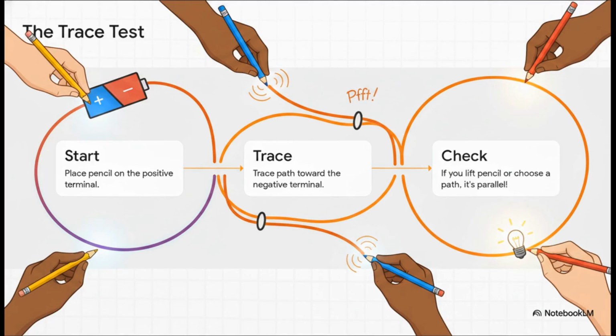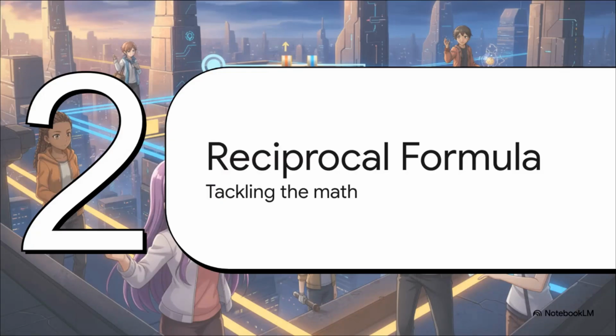But if you hit a junction where you must choose one wire over another, like if you actually have to lift your pencil to go back and trace the other routes, congratulations, you've just found a parallel arrangement. Doing this physical motion completely bypasses that visual trap of parallel lines. All right, we've spotted the parallel circuit. Now for section 4, the reciprocal resistance formula.